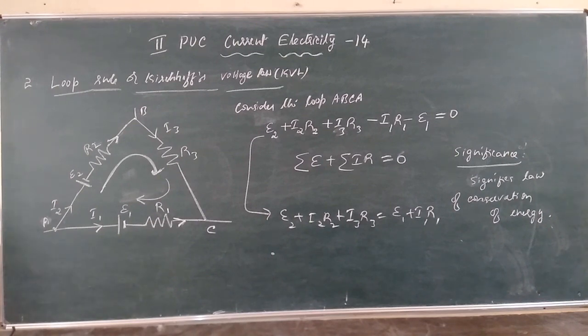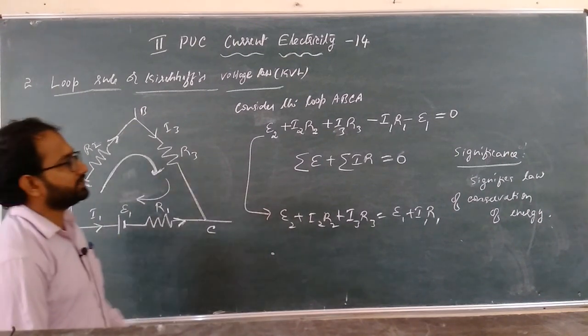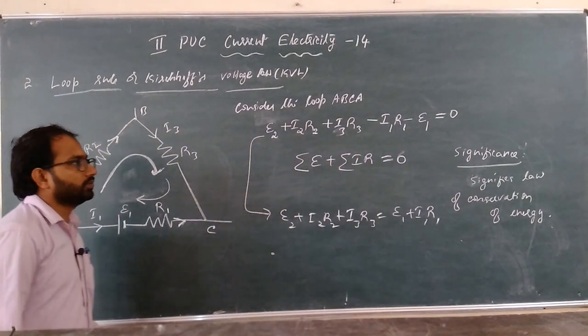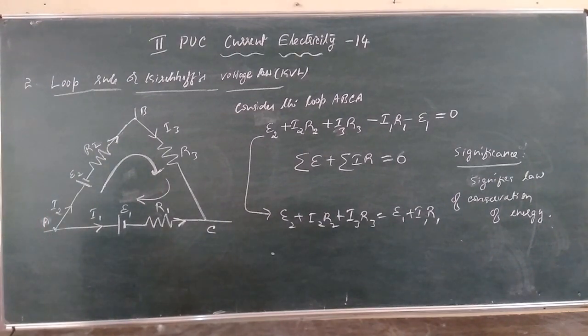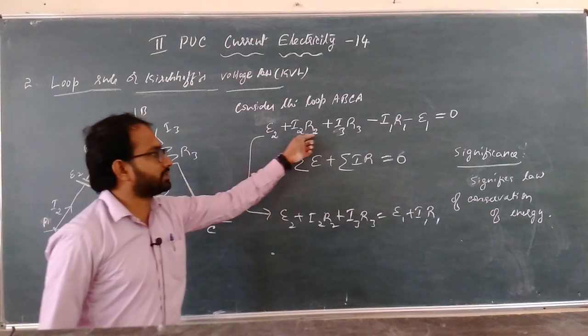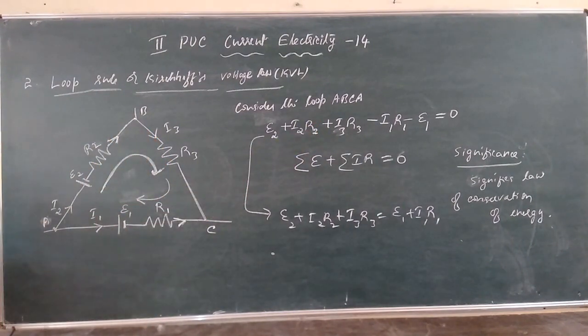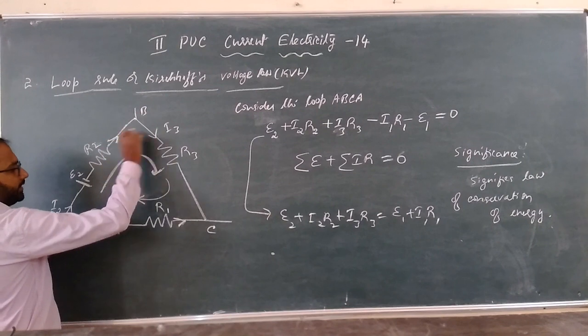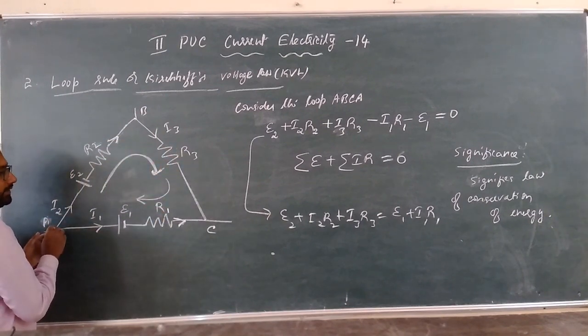the sum of raises of potential energy associated with the EMFs is equal to the sum of fall in potential energy of the charge associated with the resistors. Okay, right? The sum of raises of potential energy associated with the EMF is equal to the sum of drops of electric potential energy associated with the resistor. You are starting from this point, you are reaching the same initial point.